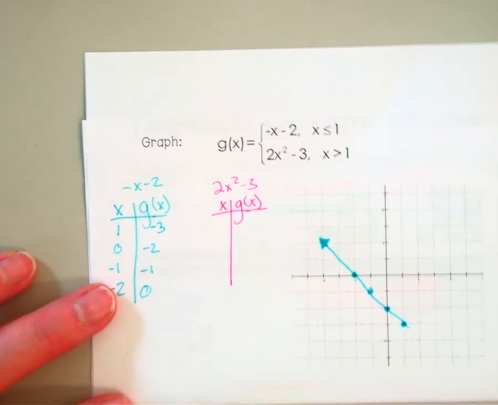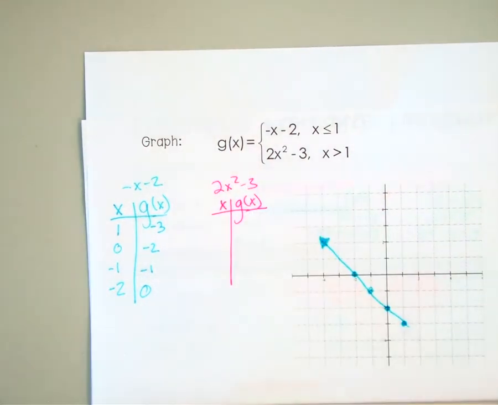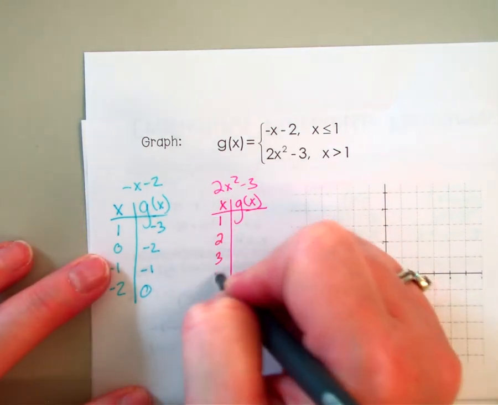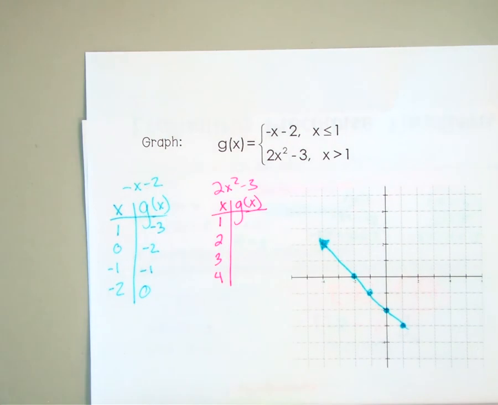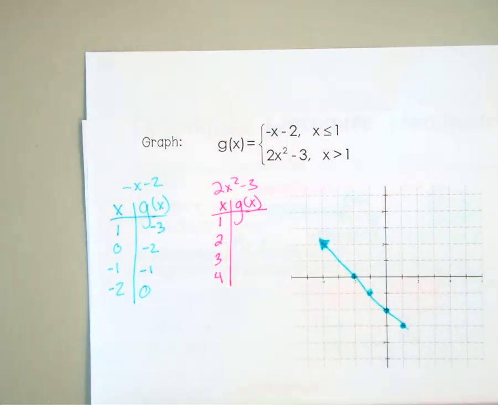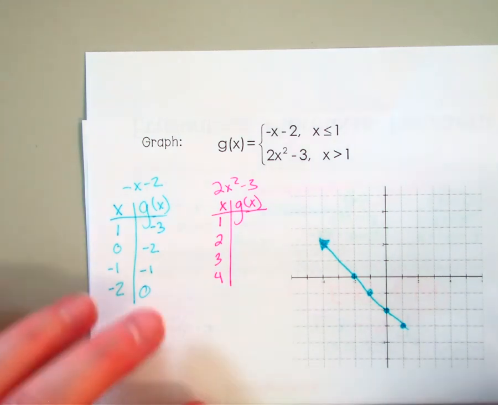Now a table for the other part, this is when x is greater than 1. I am still going to put 1 in my table. I realize it's not equal to 1. I just need that point though, because I need a spot to put my open circle. And I need to put the open circle where x is 1. So I'm still going to put that in there.